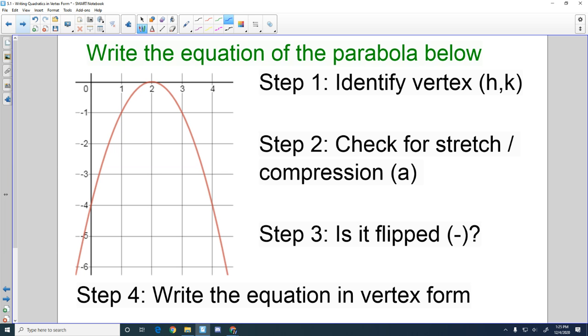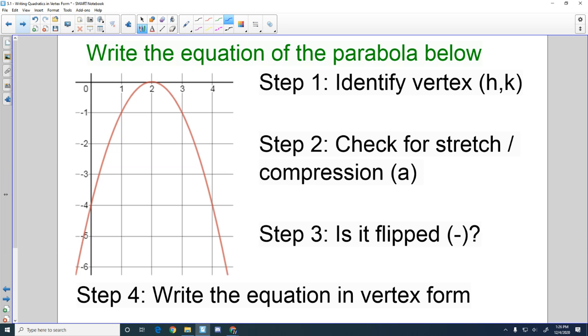V-E-R. Oh man, did you misspell it? I put the X. Whew. I did. T-E-X. I know, it's tricky. There we go.